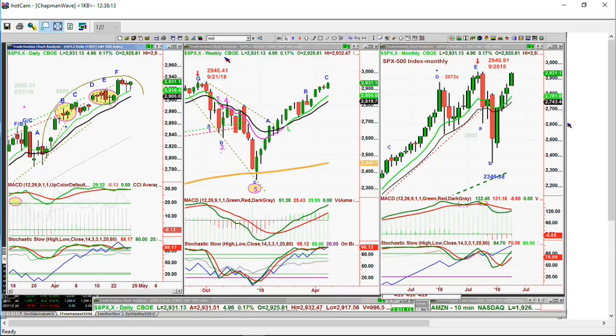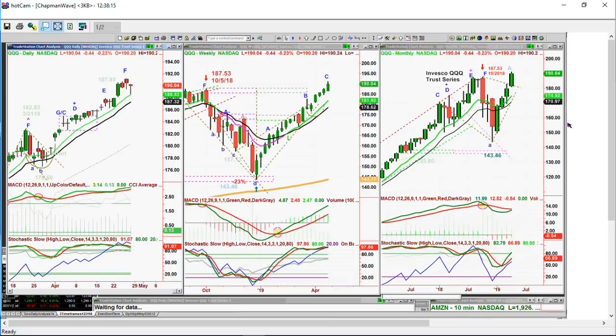The QQQs have already done fantastic work. I think they're getting ready for at least a bit of a pullback. But let me tell you, a break on Monday or Tuesday above 191.22 in the weekly recycles, and that becomes a new leg. I wouldn't be surprised to call it a C. And that weekly leg C is very strong.